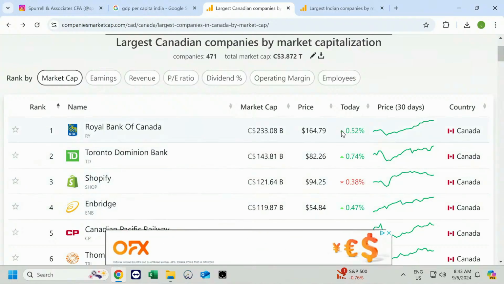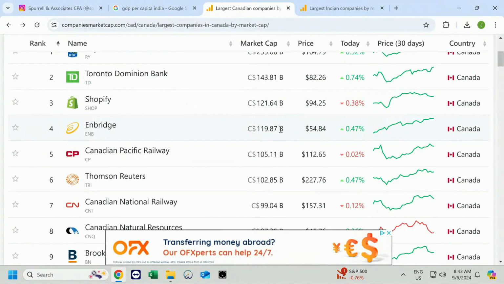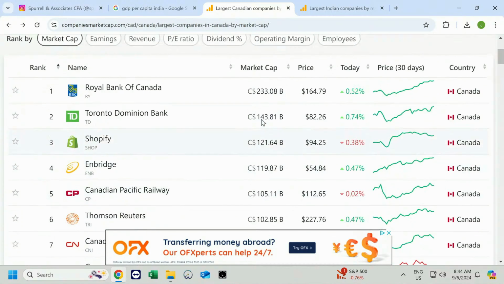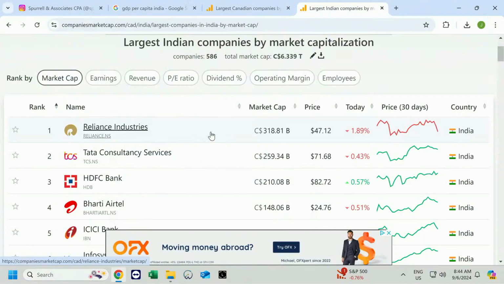So for perspective, here are the largest Canadian companies by market cap. You have RBC at $233 billion, TD at $143 billion, Shopify $121 billion, Enbridge just under $120 billion, and so on down the list. So if big companies couldn't make money when GDP per capita was low, what would Indian stocks look like? They would look low. But just look up the big companies in India. Reliance Industries, the big conglomerate that produces energy and other things, $318 billion.